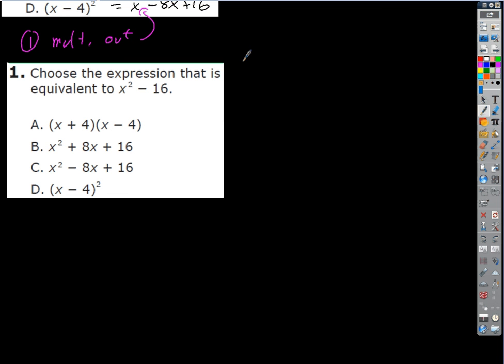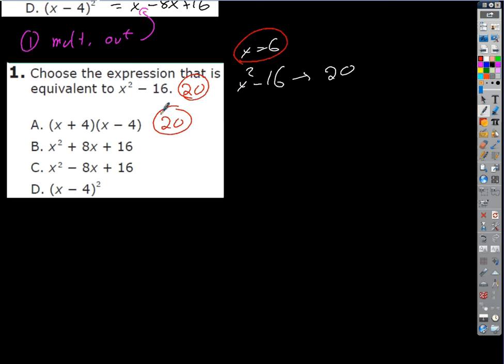If I let x equal 6, then what does x squared minus 16 become? X squared minus 16 becomes 36 minus 16, which is 20. Okay, so that's the value of this expression when x equals 6. What if I put x equals 6 in here? I'm going to get 10 times 2 is 20. Check.